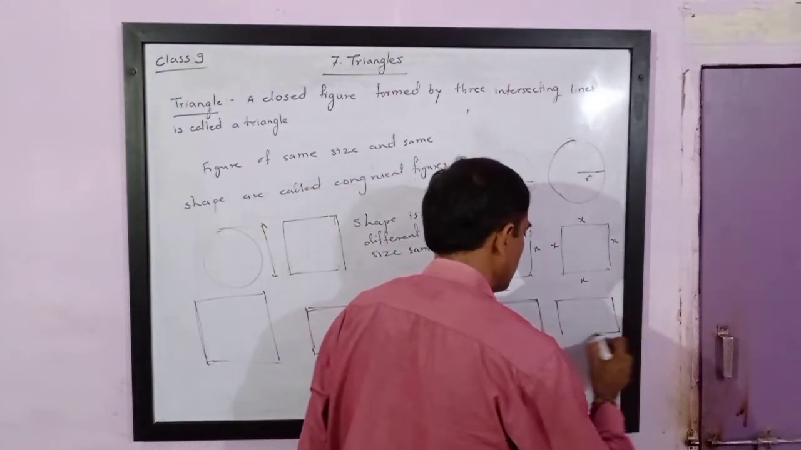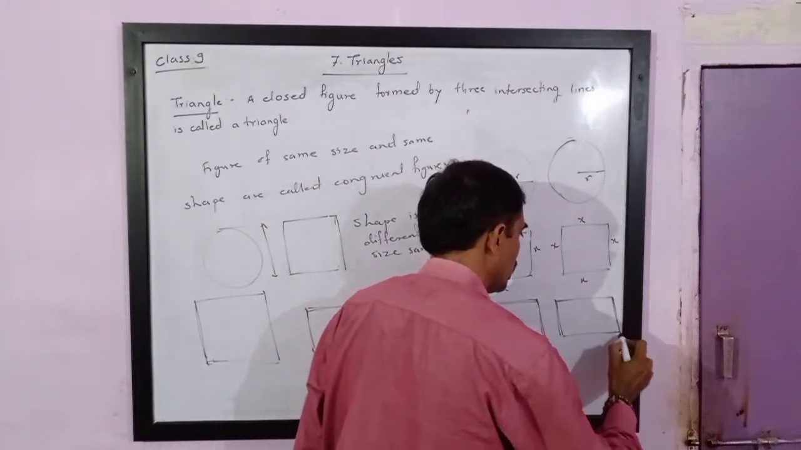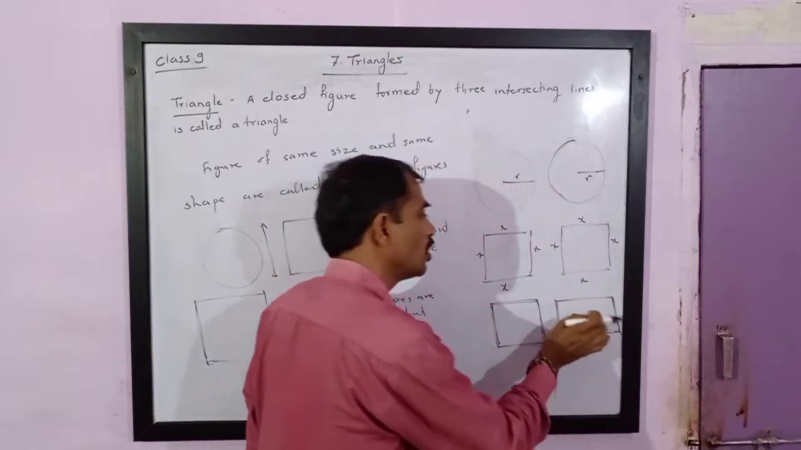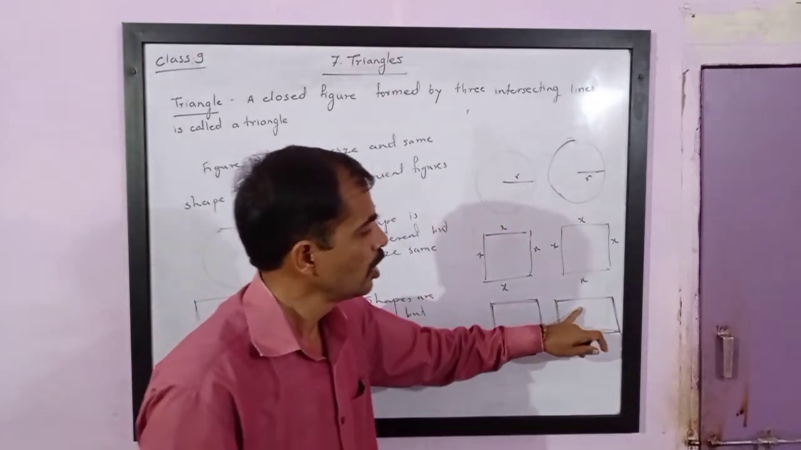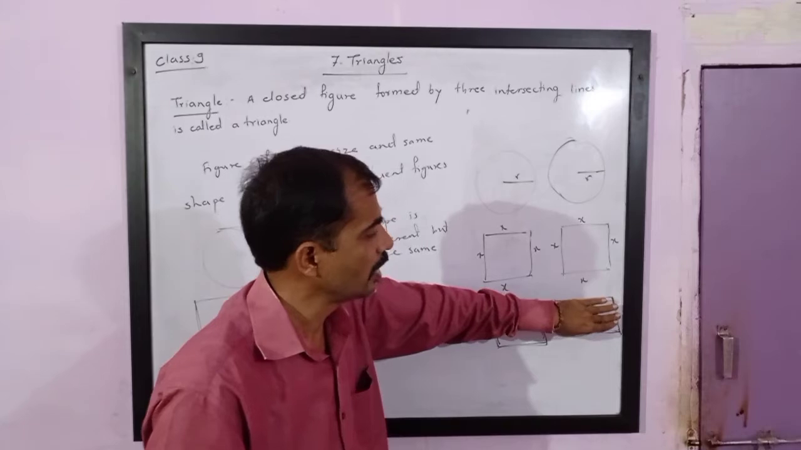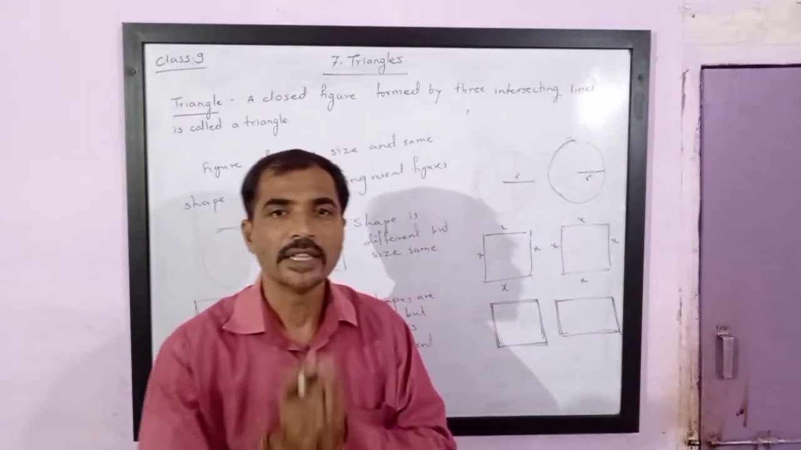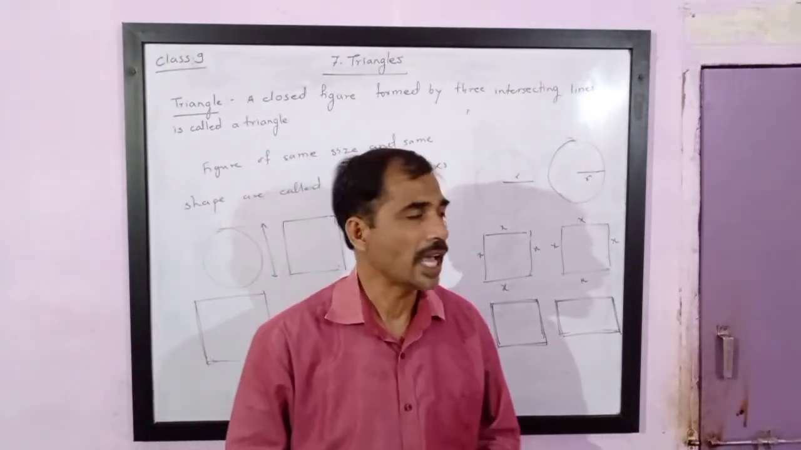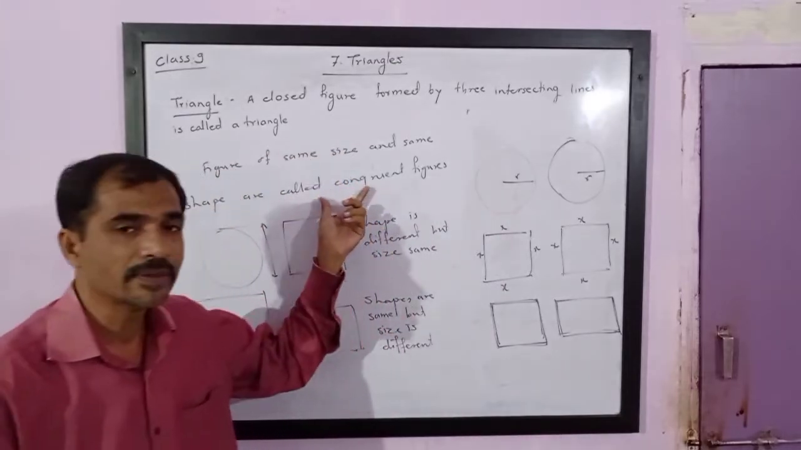So if they are rectangles, rectangles with equal length and equal breadth are congruent rectangles. Please note, two rectangles are placed one above the other. If they coincide exactly, then we can call those figures congruent figures.